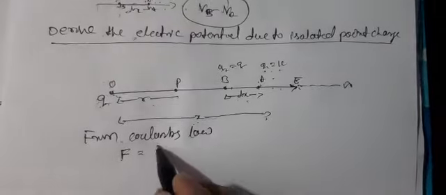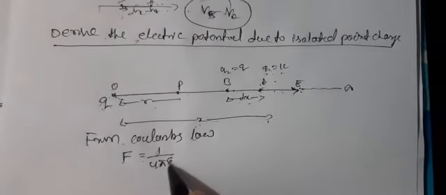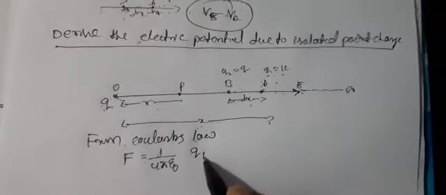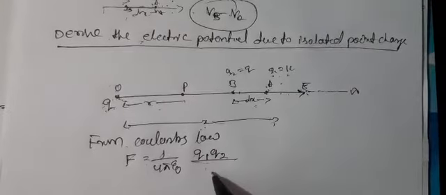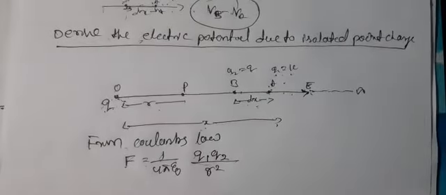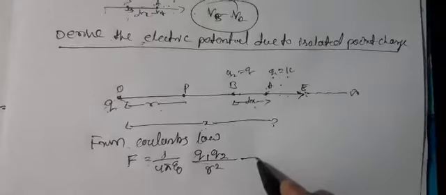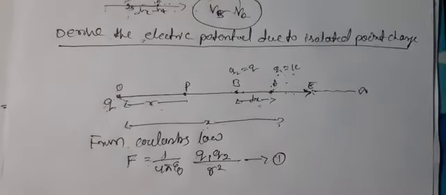That is, F is equal to the constant 1 by 4 pi epsilon naught times the product of the charges Q1 Q2 divided by the square of the distance between them. That is called equation number 1.